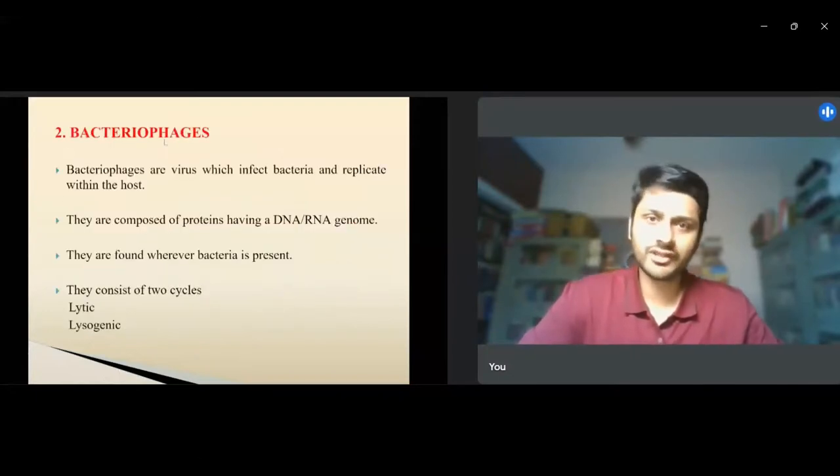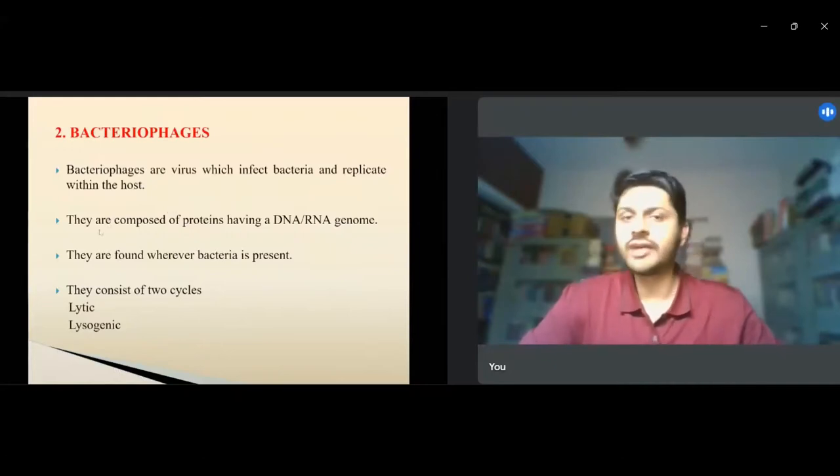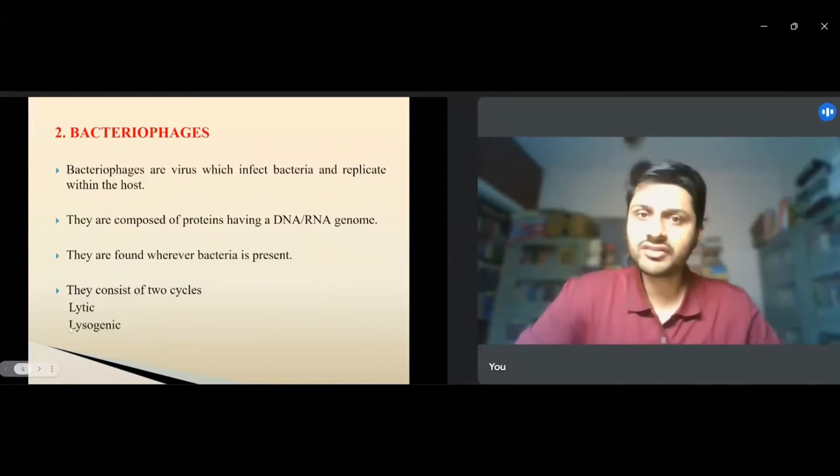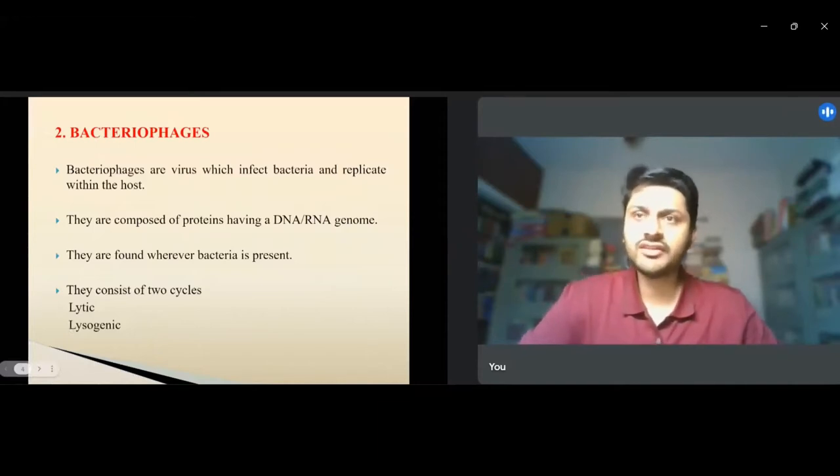So now we talk about bacteriophages. Bacteriophages are viruses that infect bacteria and replicate inside the bacteria. Their genome consists of either DNA or RNA, and bacteriophages are found everywhere, wherever a particular bacteria is present. Bacteriophages have two main cycles: the lytic cycle and the lysogenic cycle. In the lytic cycle, the bacteriophage infects the bacterium, whereas in the lysogenic cycle, the bacteriophage integrates its genome into the host cell's genome, which is the bacteria, and after integration, it causes lysis and generates the release of phage virions.